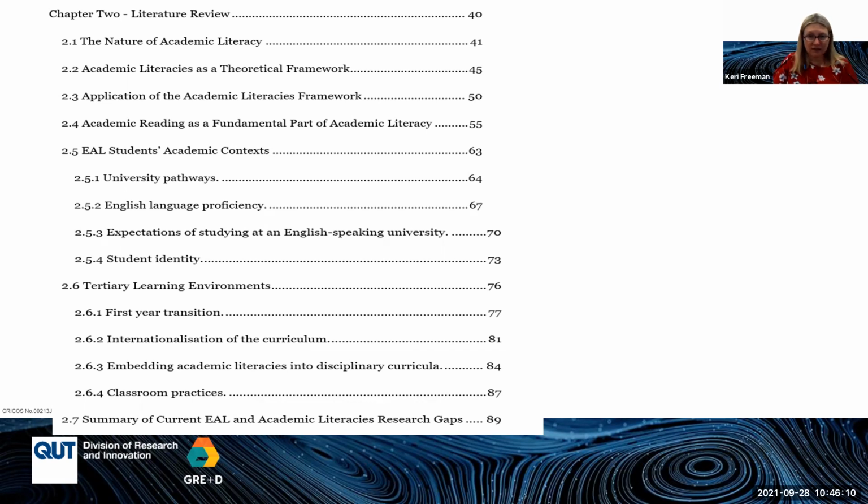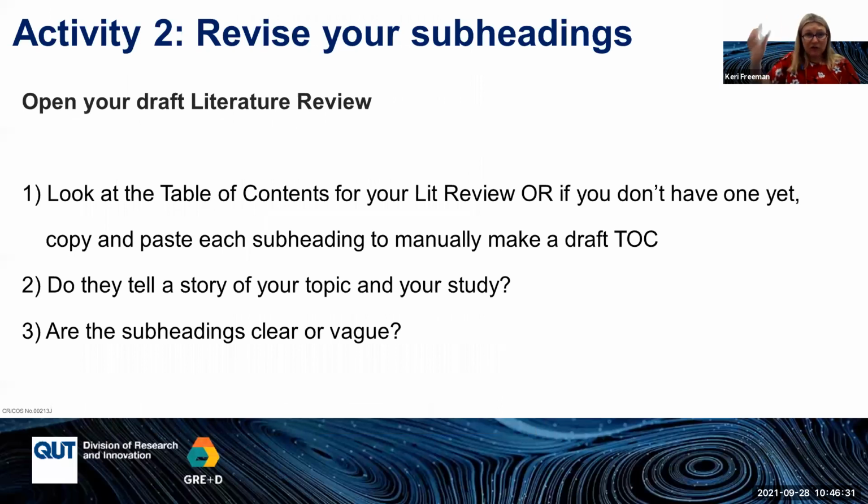So 2.7 is the summary of that chapter. And rather than just writing the word summary, it says summary of current EAL and academic literacies research gaps, because they're the two main variables, let's call them. All right. Good. Well, I hope that exercise was helpful as well. These sorts of things that we do, you can do them again and again, when you're proofreading, when you're doing your big picture planning.